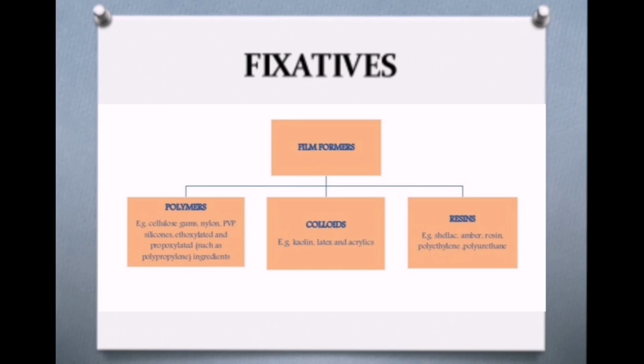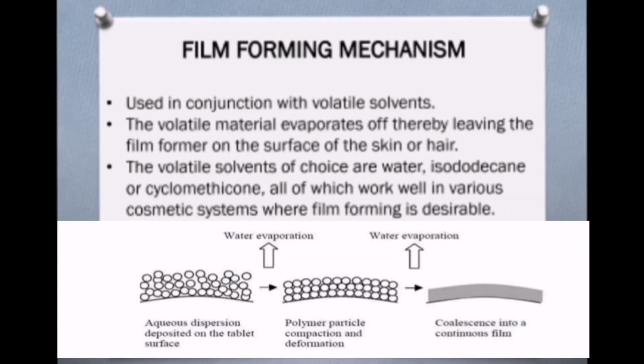Then we move to the fixatives. Film formers. You can see they have polymers, colloids and resins. Film forming mechanism. Film formers are used in conjunction with volatile solvents. The volatile material evaporates off, thereby leaving the film former on the surface of the skin or hair.